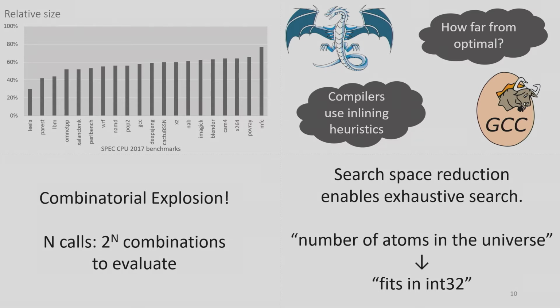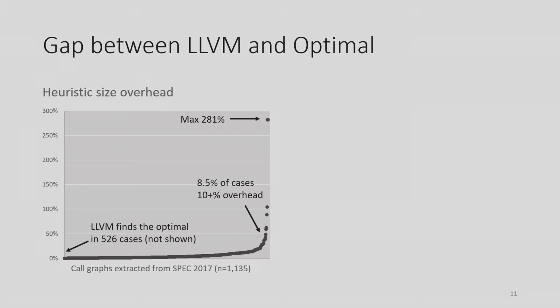And having access to this reduced search space, we can find the optimal configuration for all of these. Then we can start answering questions such as, what is the gap? What is the cost that we are paying because we don't have access to the optimal and we are using a heuristic? As this plot shows, for around half the cases, LLVM is already finding the optimal, so it's a very well-tuned heuristic. But on the other hand, there are several cases where it doesn't. In fact, the maximum size overhead is around 300%. And here we are really asking the compiler to minimize the program size.